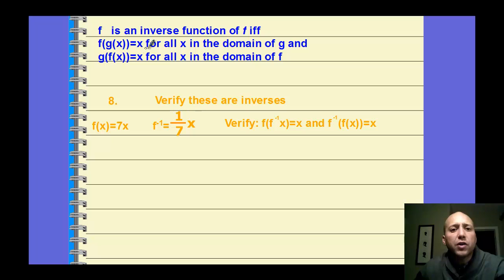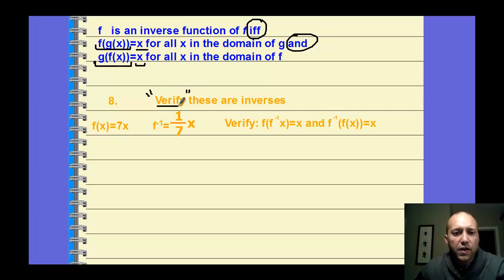So g is an inverse of the function f if and only if the composition of the two equals x, and it's got to go both ways. So f of g of x is x, and that's critical here, and g of f of x is x. And so if you show the composition both ways, this is the proof to show that two things are inverses. So the key word here, if I say verify, verify is a key word. Whenever you see the word verify, you have to show the compositions are true.